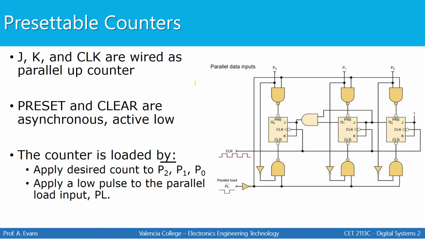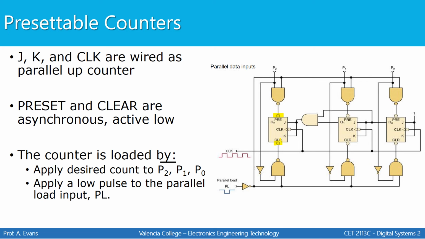So if you take a look at the JK flip-flops for each counter, they're all wired as a synchronous parallel up counter. This is the same parallel up counter design that we've seen before. And as a reminder, each flip-flop has a preset and a clear input. Both of these inputs are active low. Active low means that if I want to preset the flip-flop, or force the output of the flip-flop to be high, I have to send a low signal to this input because it's active low.